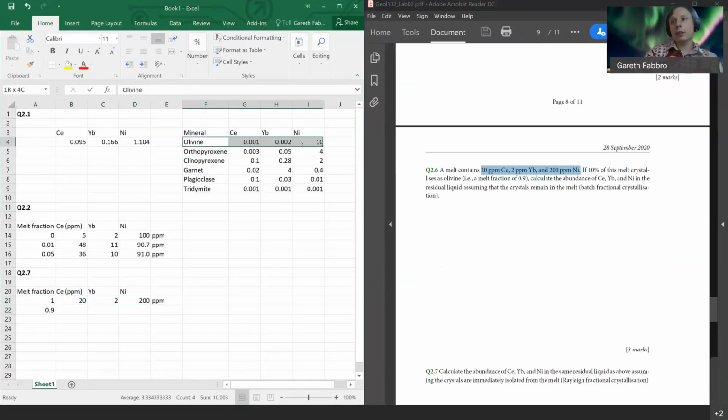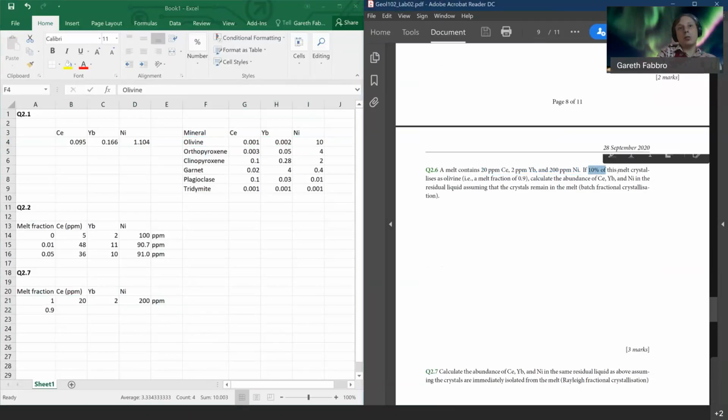So don't get confused and try to calculate a bulk partition coefficient assuming 10% olivine, because the proportions you put into your bulk partition coefficient are the amount of that mineral as a proportion of the entire solid. In this case, the entire solid is 100% olivine because there are no other minerals crystallizing. So we can just take the partition coefficients for olivine here.